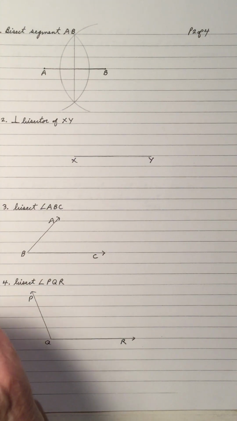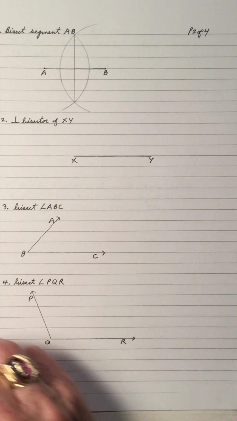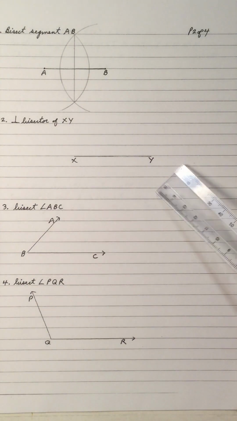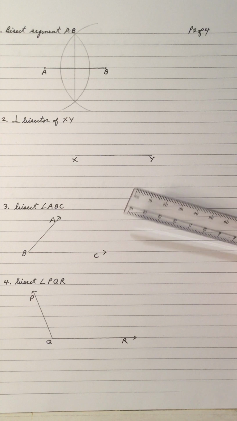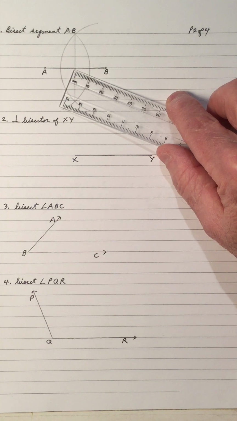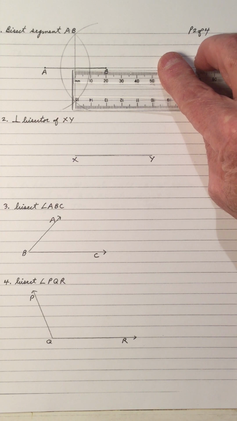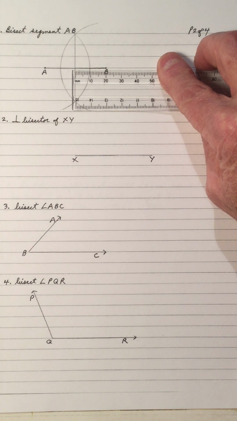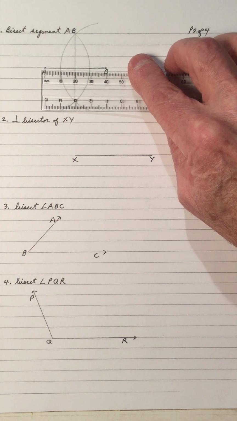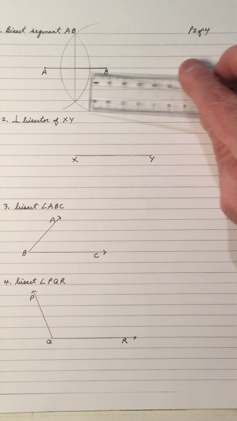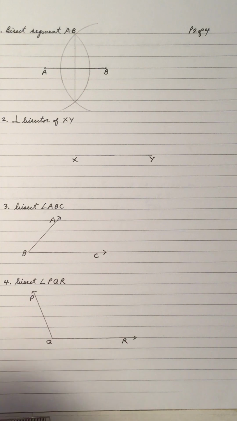Now, to verify that, I can do it two ways. I can use a ruler to measure. That means that this point here is the midpoint of AB. As you can see, that's 20 millimeters or 2 centimeters, and that's the same. So this segment is bisecting AB into two equal parts.